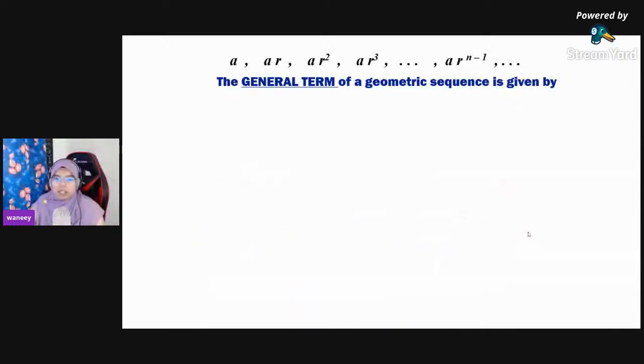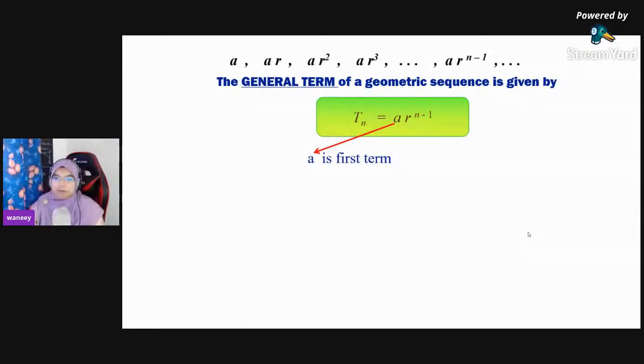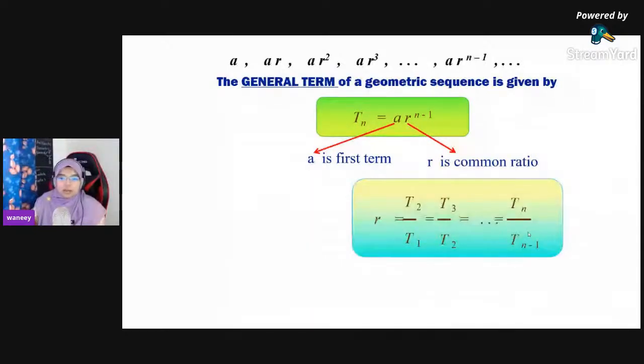Okay, so the general term of a geometric sequence is given by Tn equal to ar^(n-1). So what is a? a is the first term and r is the common ratio. So first term, common ratio. Okay, so this is our common ratio. So you can actually use the second term over the first term, or third term over the second term, or you can use Tn over Tn-1. So this is in general. r is equal to Tn over Tn-1.